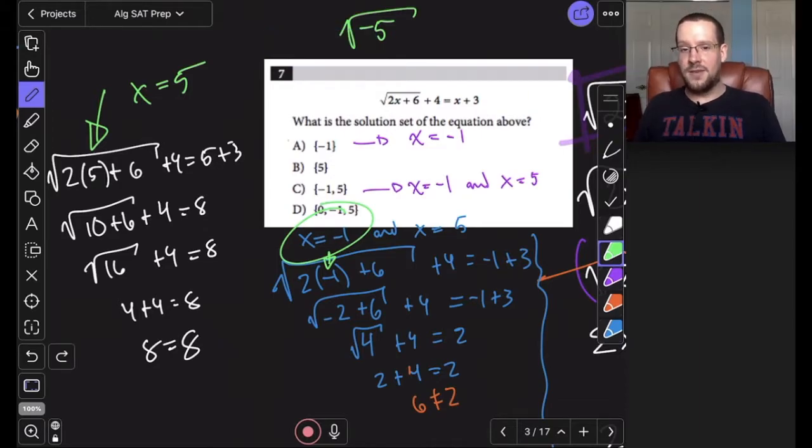And right away I'm thinking to myself, I'm suspicious of any negative answer in that solution set. Thus, everything must be checked. Check, check, check.